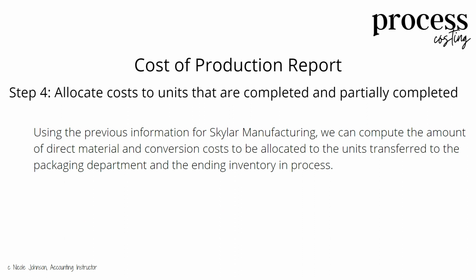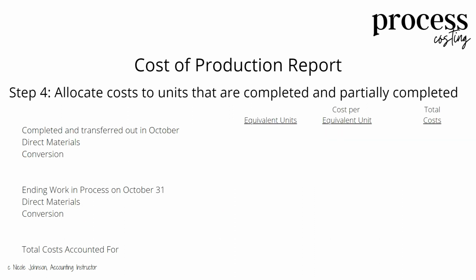Using the previous information for Schuyler Manufacturing, we can compute the amount of direct material and conversion costs to be allocated to the units transferred to the packaging department and the ending work in process inventory. This is where we are allocating in step 4. So we have the complete and transferred out in October. We have direct materials and conversion listed underneath.